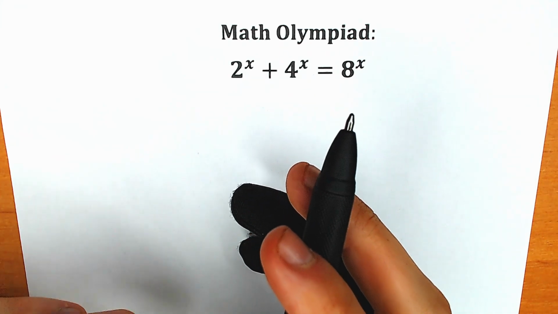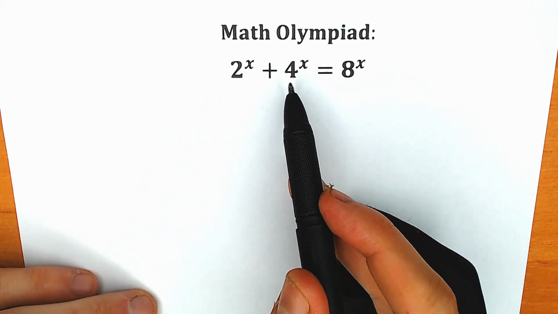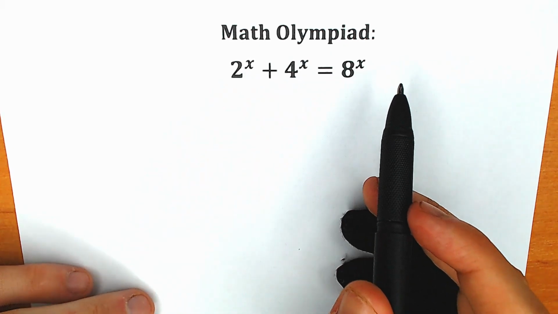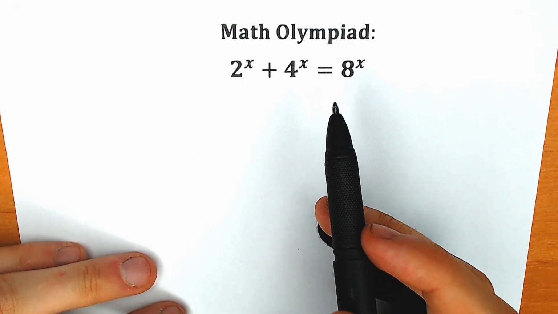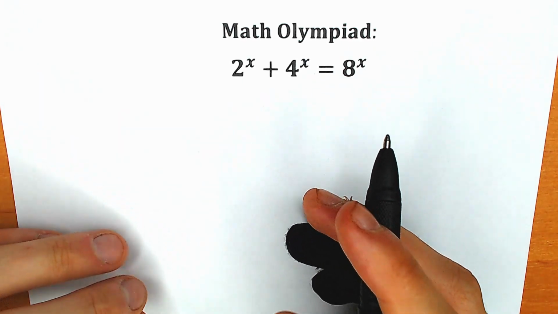Today we have a very interesting question from an entrance examination. We have 2 to the power x plus 4 to the x equal to 8 to the power x, and we need to find x. If you have your answer, your approach, you can also write your approach down in the comment section, and then we're gonna check our answers.